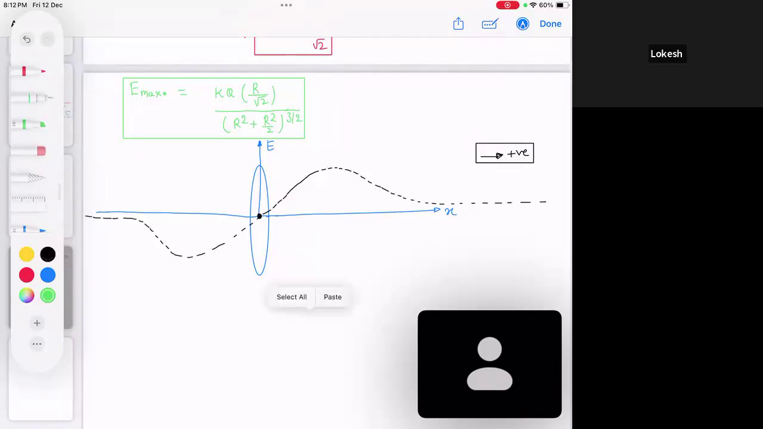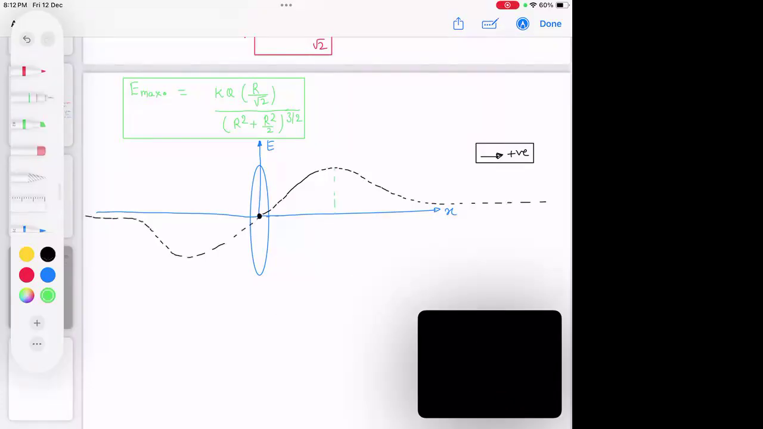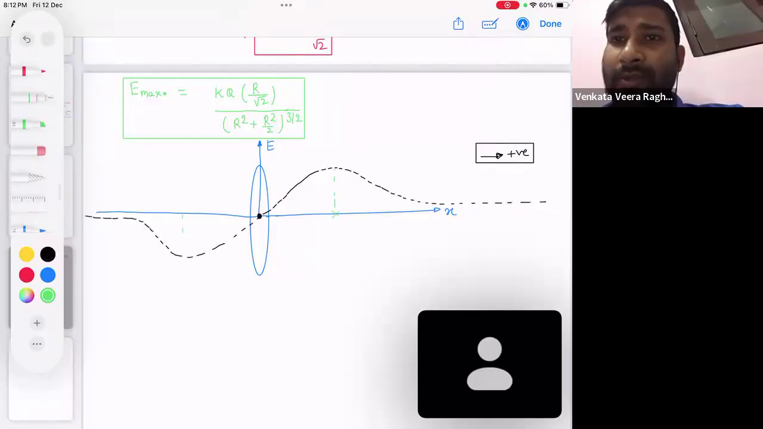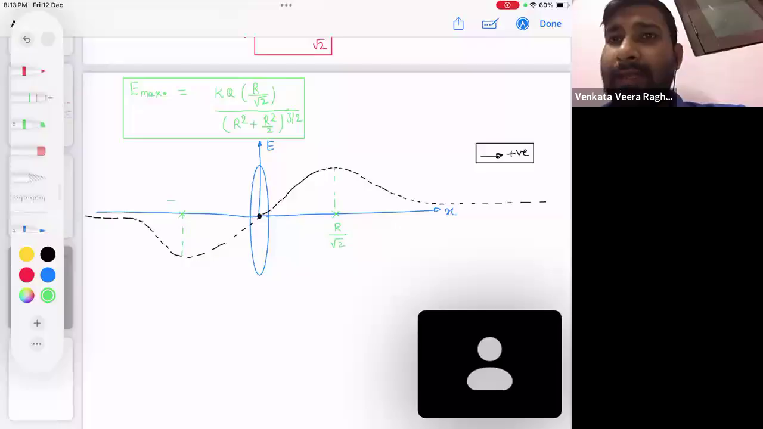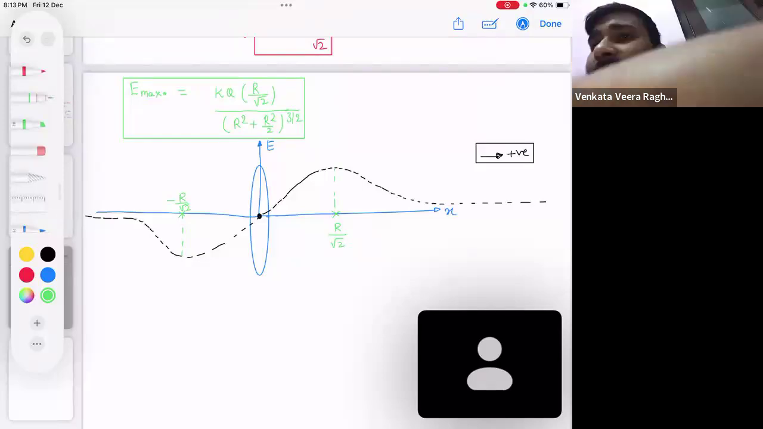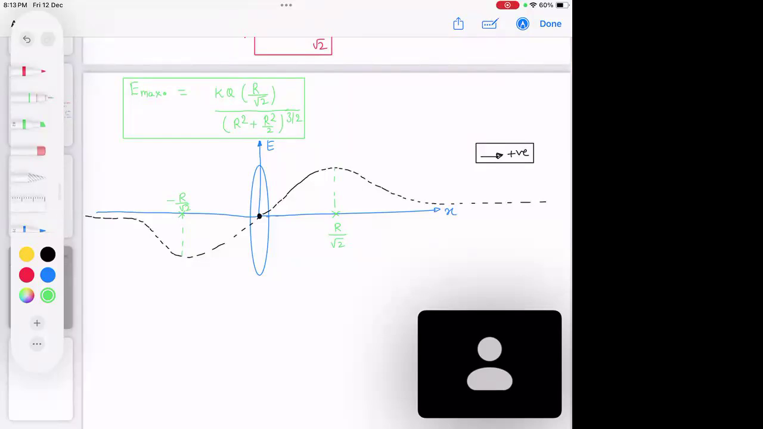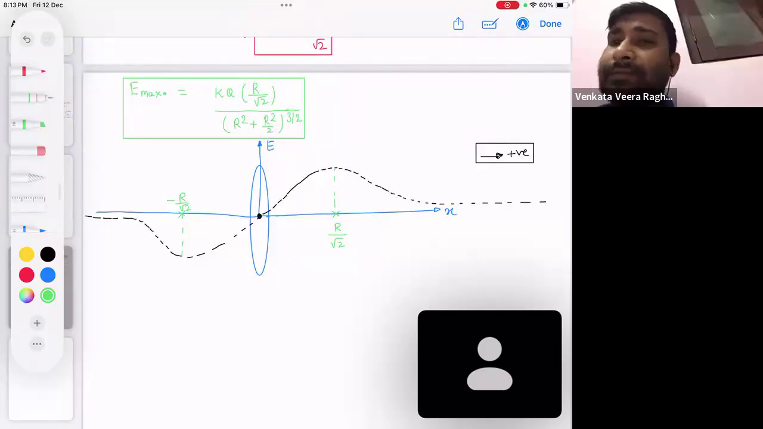And what are these two points? These two points correspond to the maximum value of field. So this is plus r by root 2 and this is minus r by root 2. Please tell, clear this one? Please tell me all of you. Clear?